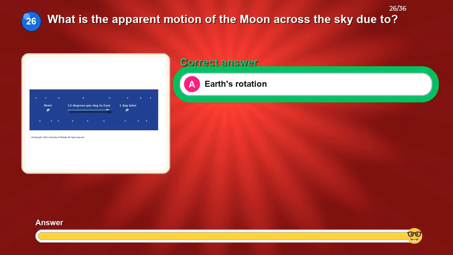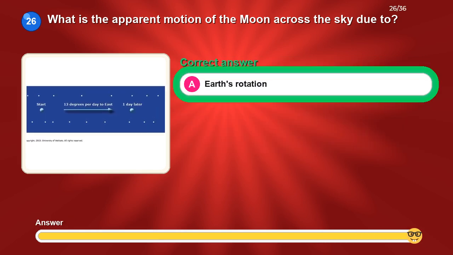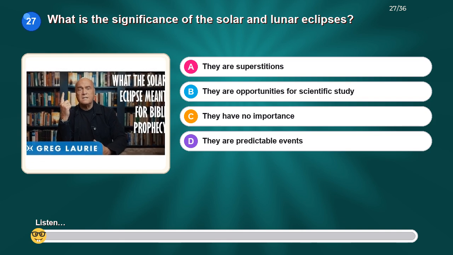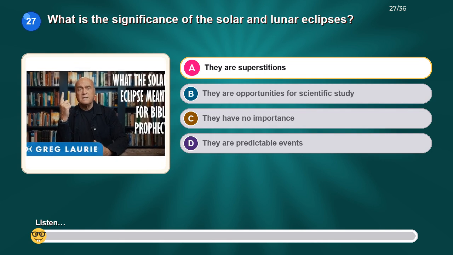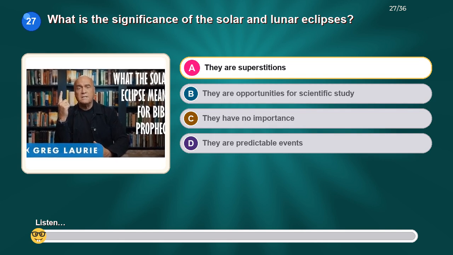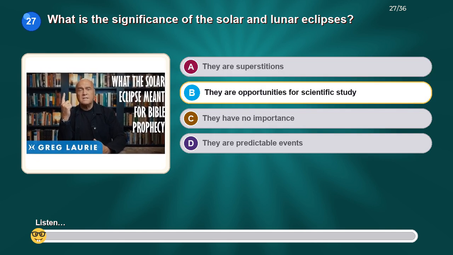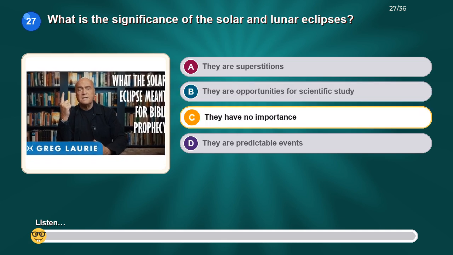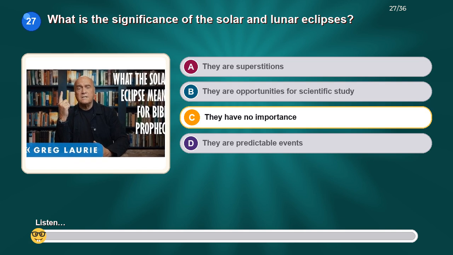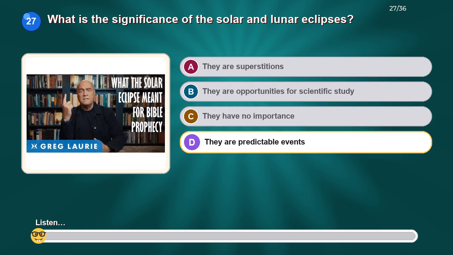The correct answer is, Earth's rotation. What is the significance of the solar and lunar eclipses? Option A. They are superstitions. Option B. They are opportunities for scientific study. Option C. They have no importance. Option D. They are predictable events.